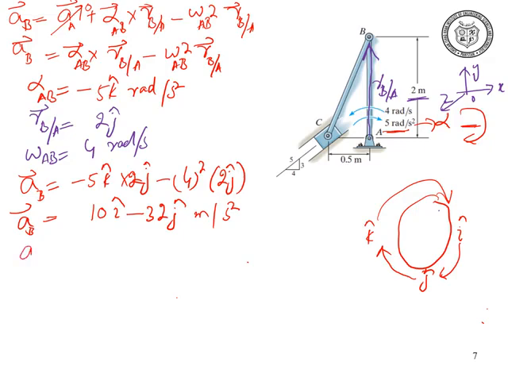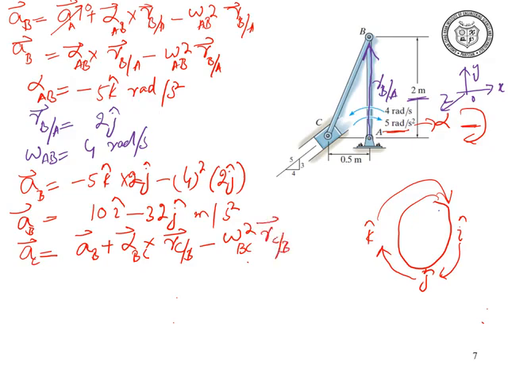So acceleration of the particle C will be equal to acceleration of the particle B plus alpha BC, the angular acceleration of the link BC, cross multiplied with R of C with respect to B, minus omega BC square R of C with respect to B. This is the acceleration of the particle C in terms of particle B. Now in this equation, the acceleration of the particle B is known.